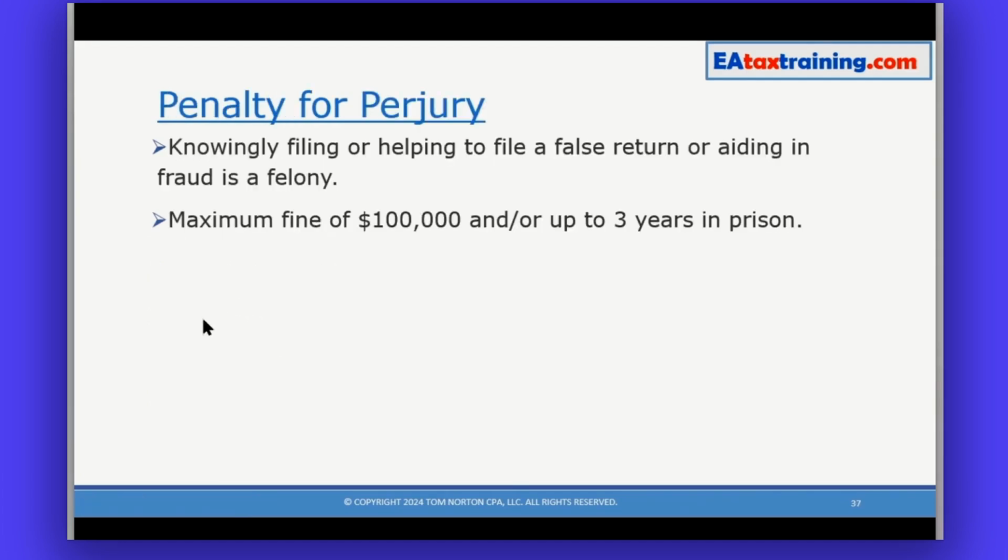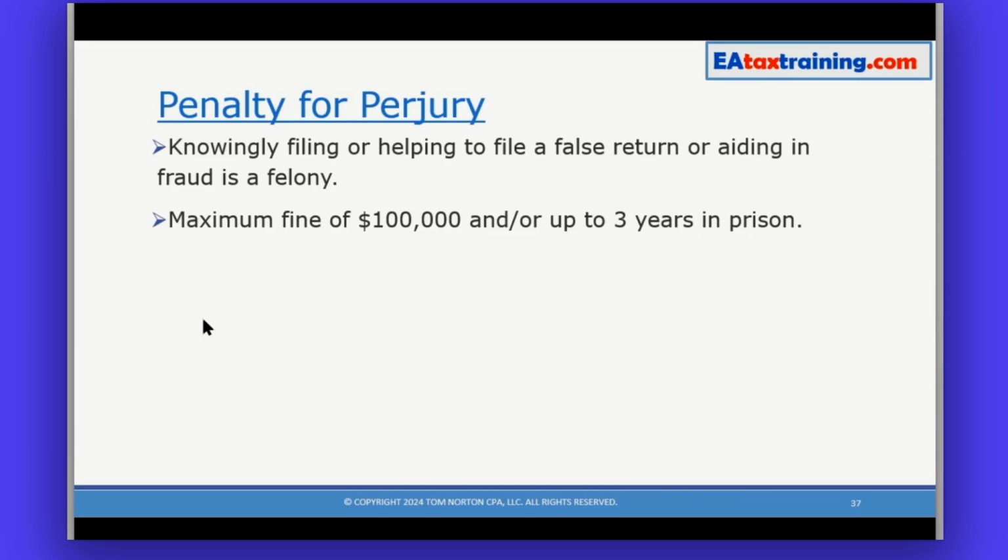There's one other penalty that we need to make sure we talk about. That is the penalty for perjury. Knowingly filing or helping to file a false return or aiding in fraud is a felony. So this applies to the taxpayer and it applies to you. The IRS wants you to know that, and they are likely to ask you a question on the exam because they want to make sure that it is crystal clear that it is a felony to file a false return or aid in filing a false return or aid in fraud. So it is a felony. The maximum fine is $100,000 and/or up to 3 years in prison.